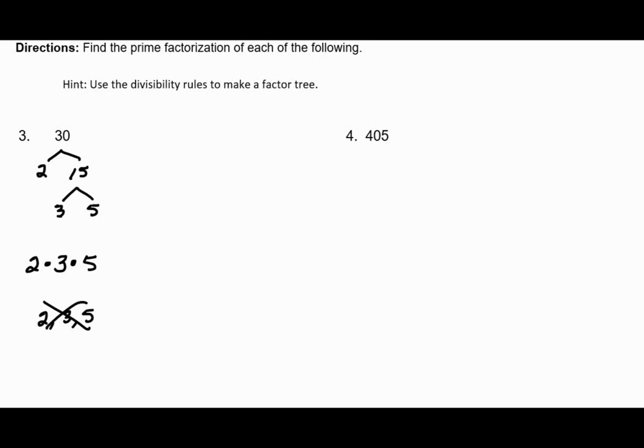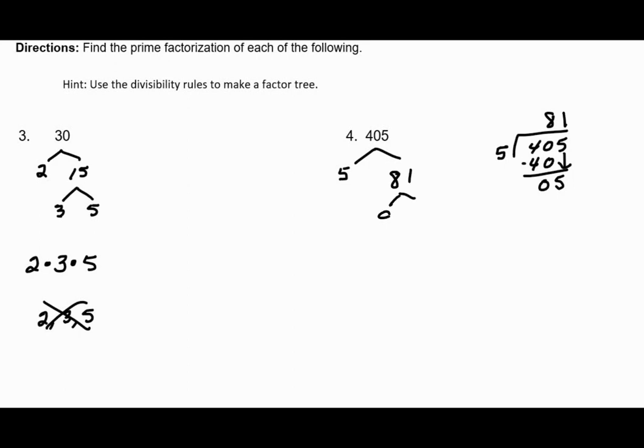In problem 4, I want to find the prime factorization of 405. Now, the first thing I notice is that this number ends in a 5, so I know it's divisible by 5, so I'm going to go ahead and use that as the first branch in my factor tree. And I'm going to come over here and do long division. 5 can't go into 4, but 5 goes into 40 8 times. So I have 8 times 5 is 40. Subtract, I get 0, bring down the 5. 5 goes into 5 one time, so this is 81.